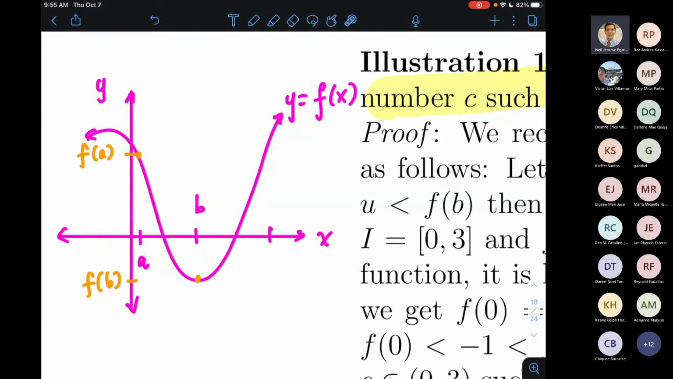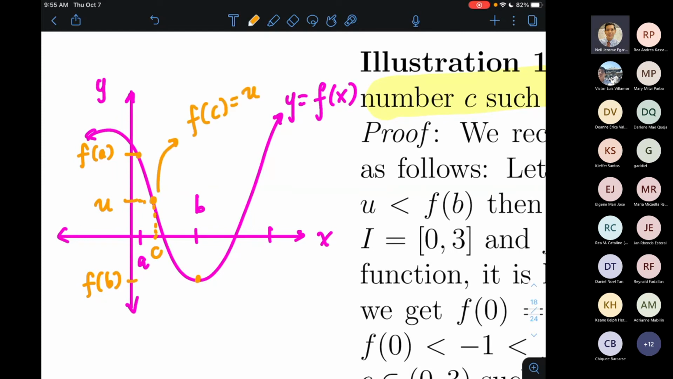Kahit anong number sa pagitan ni f of A at ni f of B, so kahit anong nasa pagitan nilang dalawa, may nag-exist daw na number c sa pagitan ni a and b such that f of c is equal to that number. So, halimbawa, may number u ka dito. Lagi ka daw may makikitang element ng interval AB na ang f of c ay equal kay u. So that number c is this. Kasi dito ang f of c ay equal kay u.